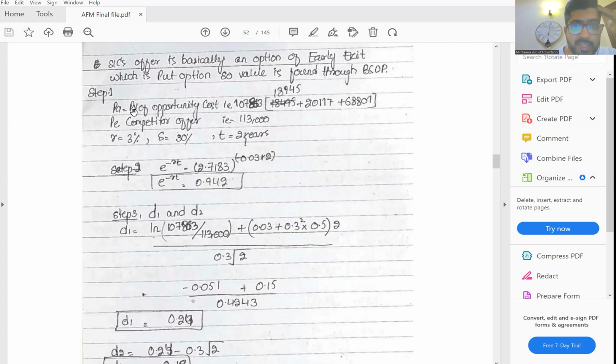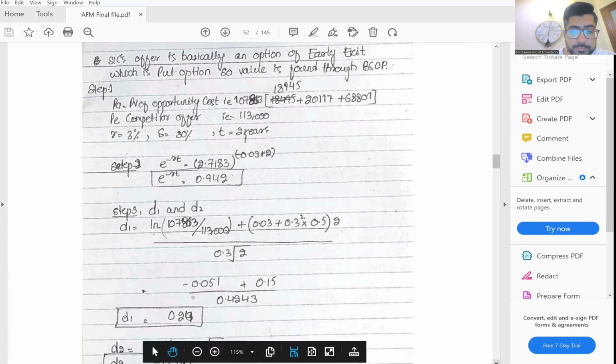Now step 1, PA 107863. Step 1, PE 113,000. R 3%. S 30%. T 2 years. Step 2, E minus RT, found E minus RT 0.942. Step 3, D1, D2. For D1, it's ln 107863 over 113,000 plus 0.03 plus 0.3 square to 0.52 over 0.32. Then D1 is got. Then you got D2.